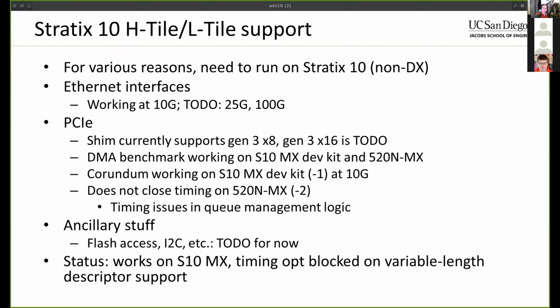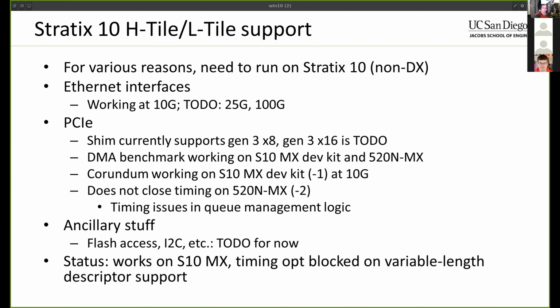I got the DMA benchmarking design running on both the Stratix 10 MX dev kit and the 520N MX board from Bittware. And then I also got Corundum running on the Stratix 10 MX dev kit at 10 gigabits per second, closing timing. It worked. So that's excellent. That's the first non-Xilinx board that Corundum has run on.